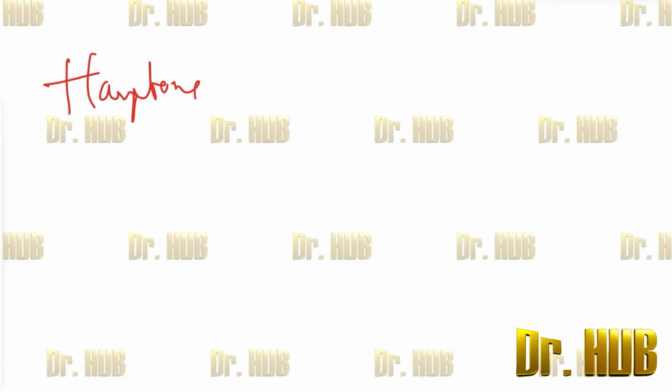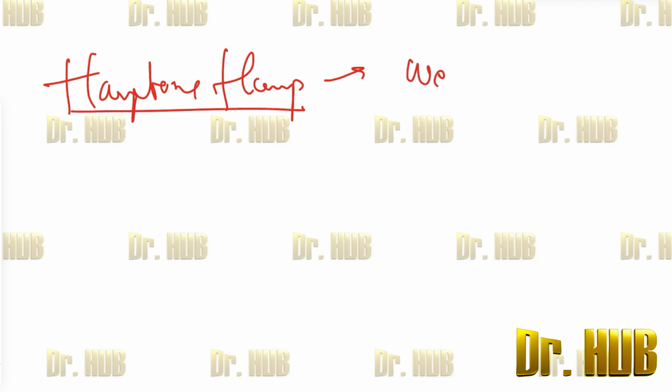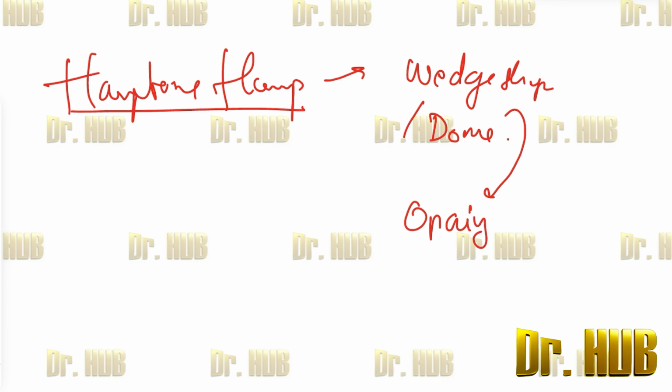Next, let's move on to Hampton's hump. So this Hampton's hump is nothing but a peripherally placed wedge-shaped or dome-shaped opacity which is due to the infarction of the lung tissue.